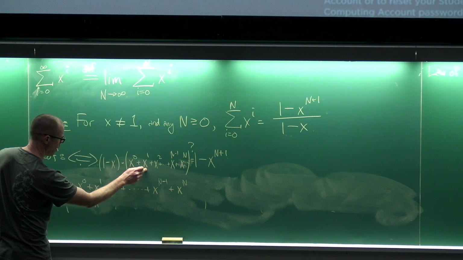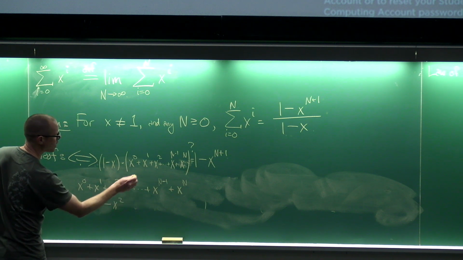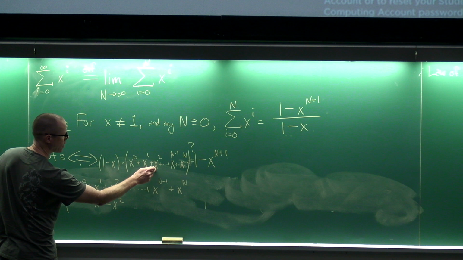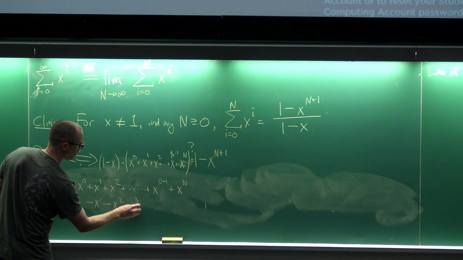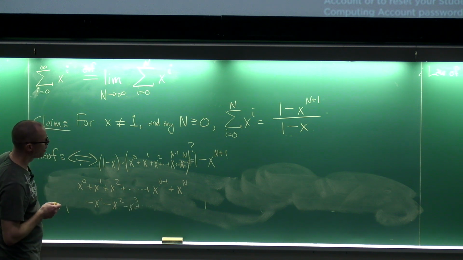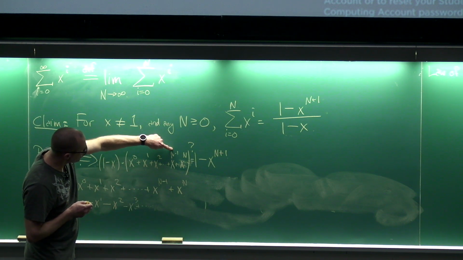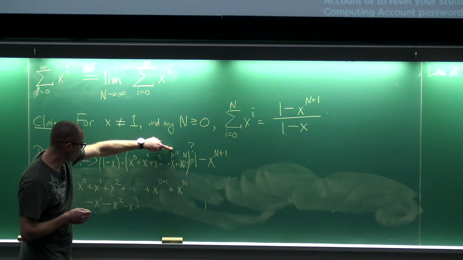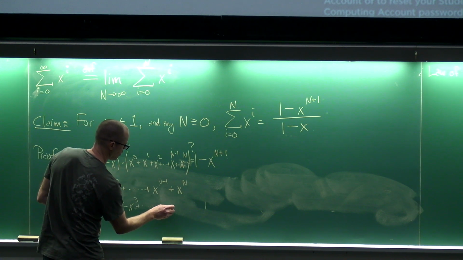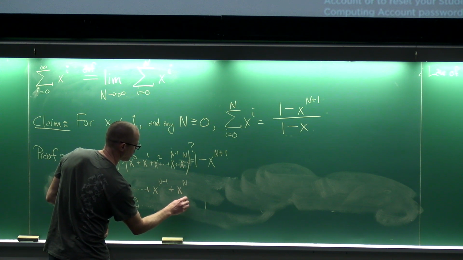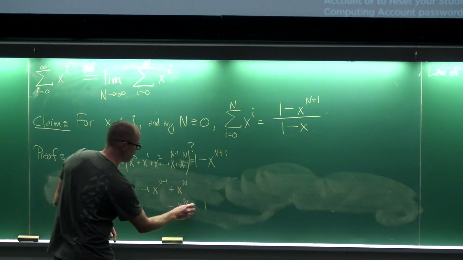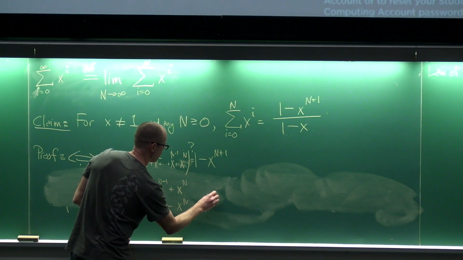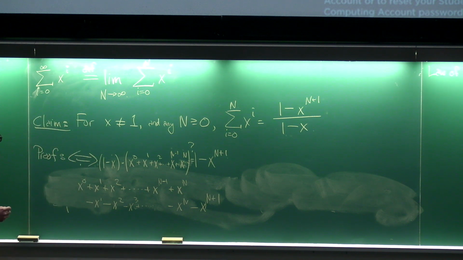Minus x times x to the 1 is minus x squared. Minus x times x squared is minus x cubed. And so on. And how does this end? Minus x times x to the n minus 1 is minus x to the n. And then finally, minus x times x to the n is minus x to the n plus 1. So this left-hand side here is equal to this thing.